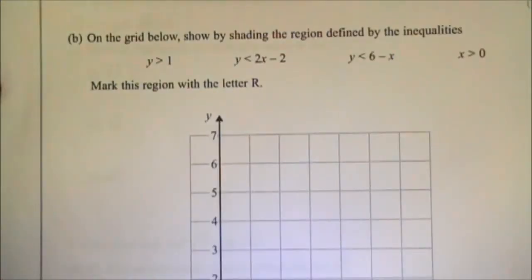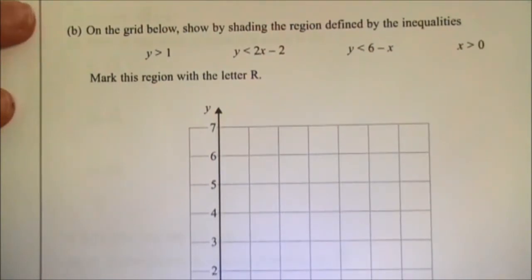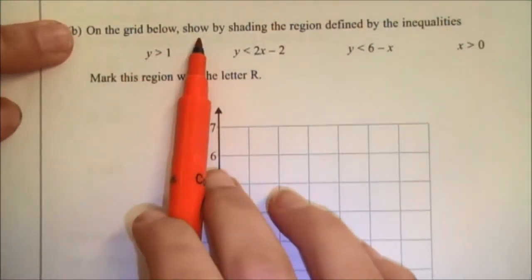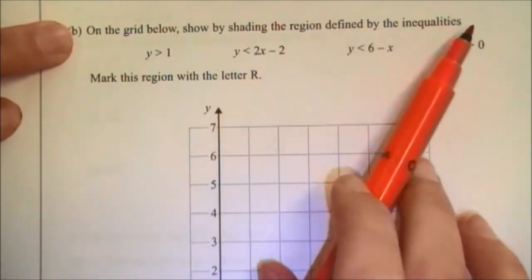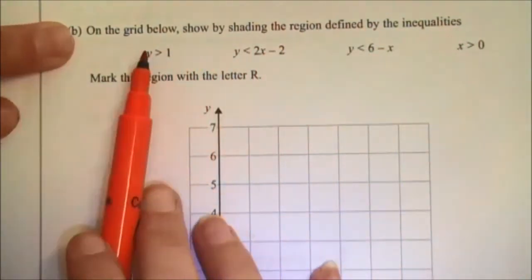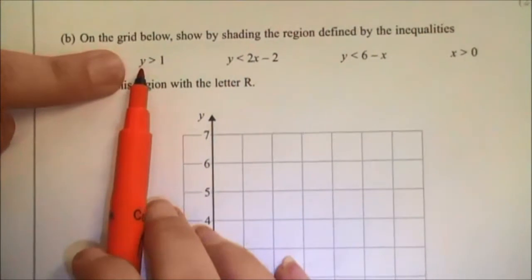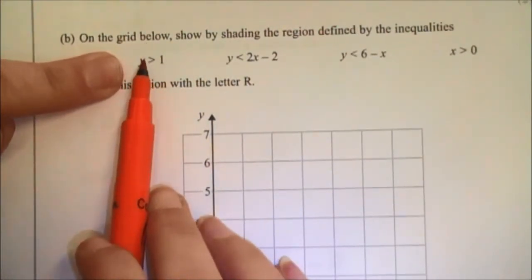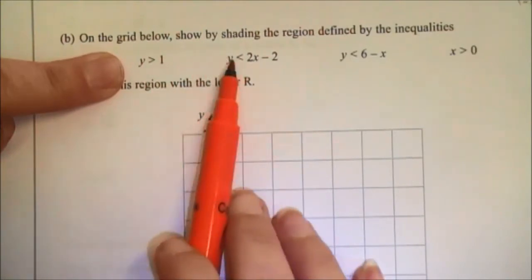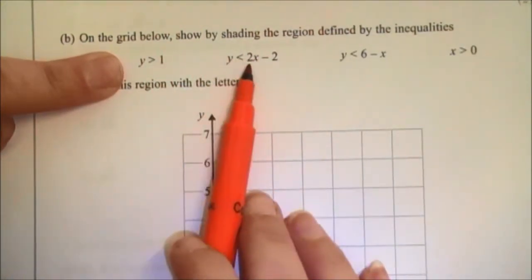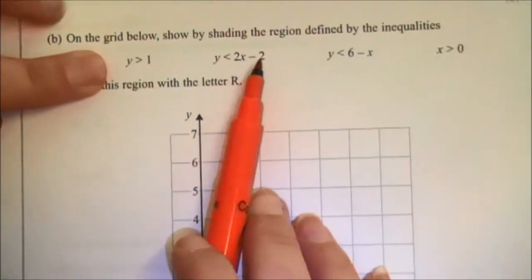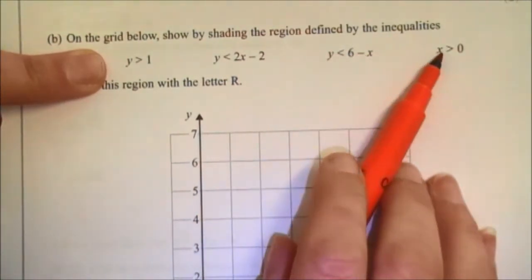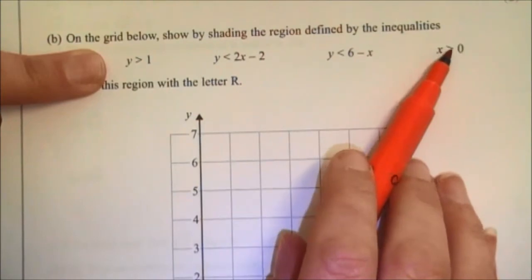Question 14b is about shading the regions of a graph defined by inequalities. So on the grid below, show by shading the region defined by the inequalities. So we've got the limit of y is greater than 1. We've got y is less than 2x minus 2. We've got y is less than 6 minus x. And we've got x is greater than 0.